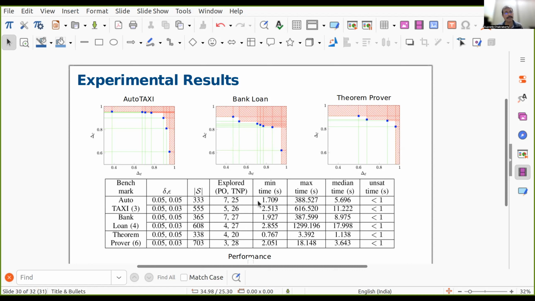So we are making multiple MaxSAT calls, right? Here, 25 MaxSAT calls were made. What is the minimum time? What is the maximum time? Median? And when we found unsat, how much time did it take? So this is kind of the picture.